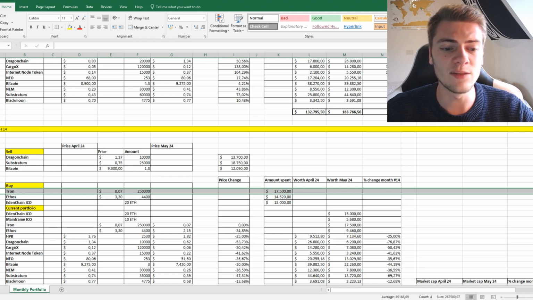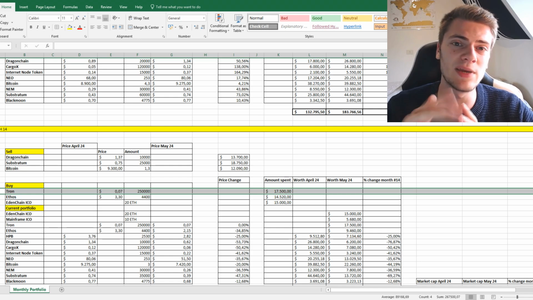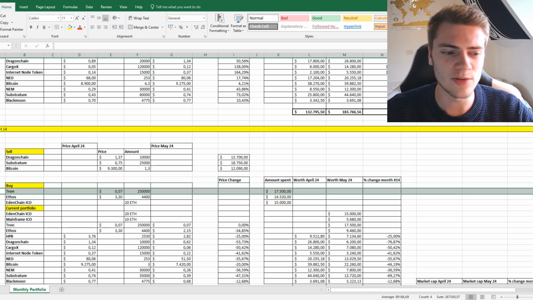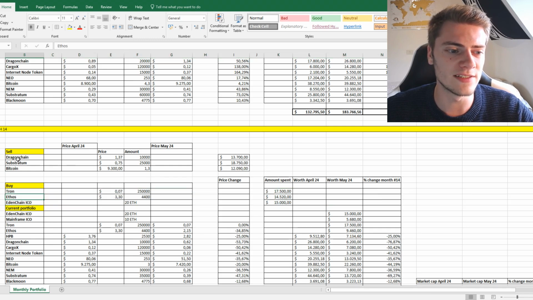That's pretty cool. The price of Ether got pegged at $750. With the current price of $595 or something, this is a good thing for me, because the price is pegged higher than it is right now. So with this, I bought these three new things with the Dragon Chain, Substratum and Bitcoin that I sold. For the rest, my portfolio pretty much stayed the same.